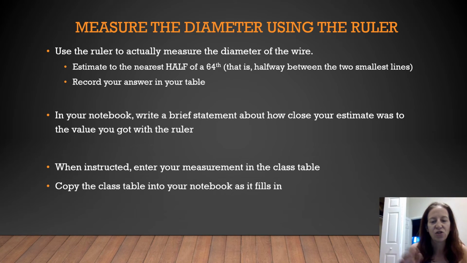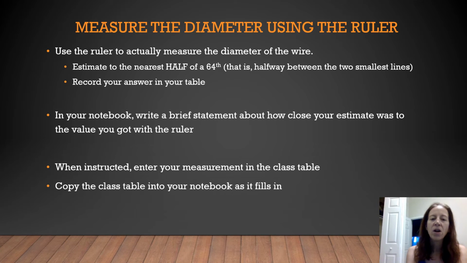So if you think it's 2.5 64ths, somewhere between 2 and 3, and you don't want to commit to one or the other. Now, if you think it's exactly 2/64ths of an inch, that's fine. You could just say, I think it's 2/64ths of an inch. But if you think it's a little bit more, you can say 2.5.